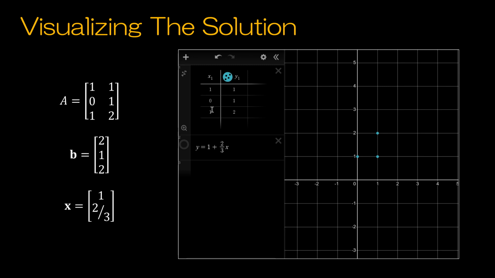1, 1, 0, 1, 1, 2. We were given them in a vector form, but those are the ordered pairs. Those are the ordered pairs you can see graphed here. The equation we just came up with was y equals 1 plus 2/3 x, and as you can see, this is a good approximation for those 3 points.